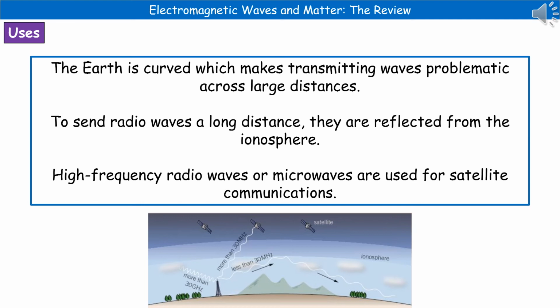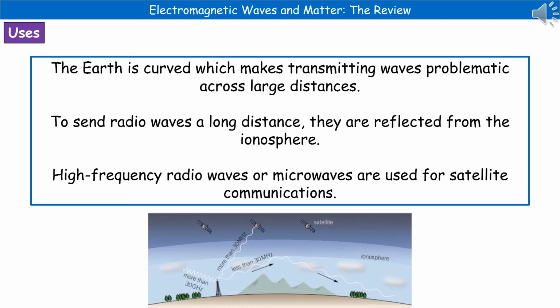So if we think about radio waves first of all, so these are the ones which are less than 30 megahertz, then what we find is that we can reflect them from a layer in our atmosphere called the ionosphere. So any electromagnetic wave less than 30 megahertz in its frequency will be reflected by the ionosphere, which means that we can send it up and then bounce it down just from one of those layers in our atmosphere.